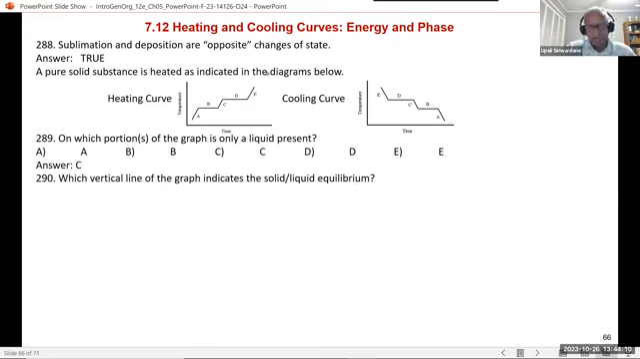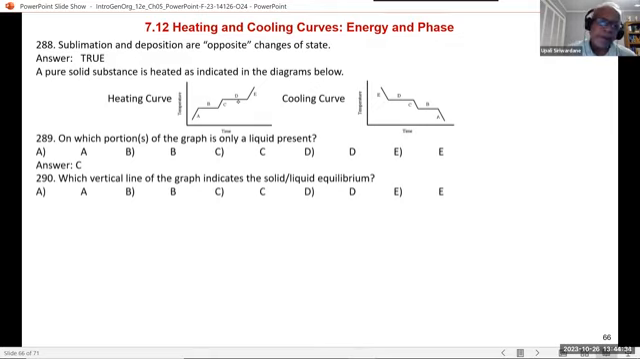Solid-liquid equilibrium is B. A is the solid, and the horizontal line B is the phase change. Solid is converted to liquid. Therefore, B is the correct answer. In both diagrams, which are identical, it's a reflection of the other cooling and heating curve.